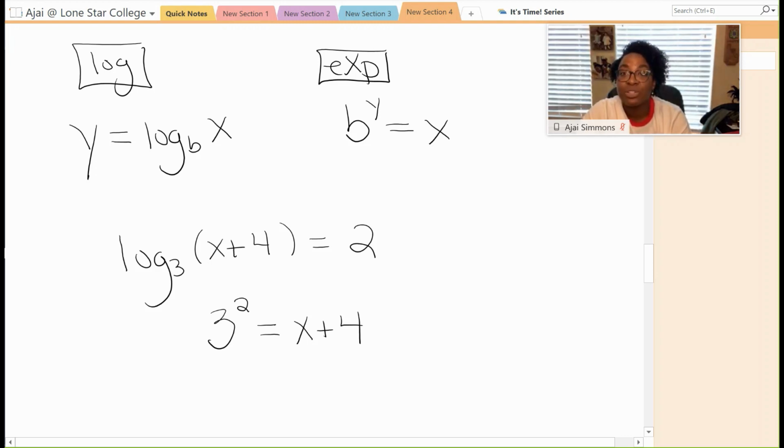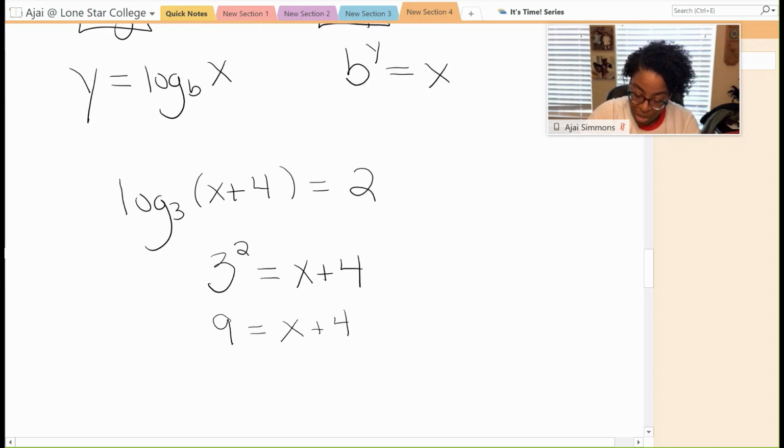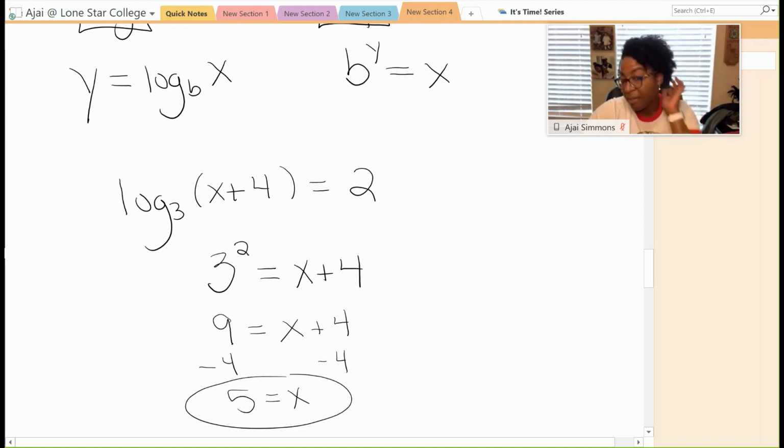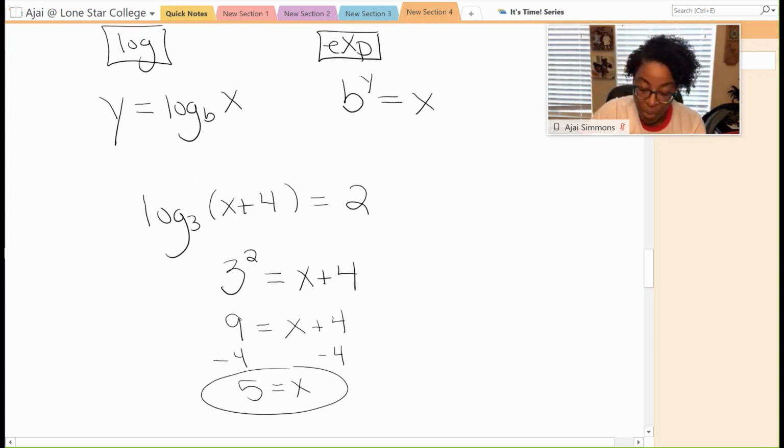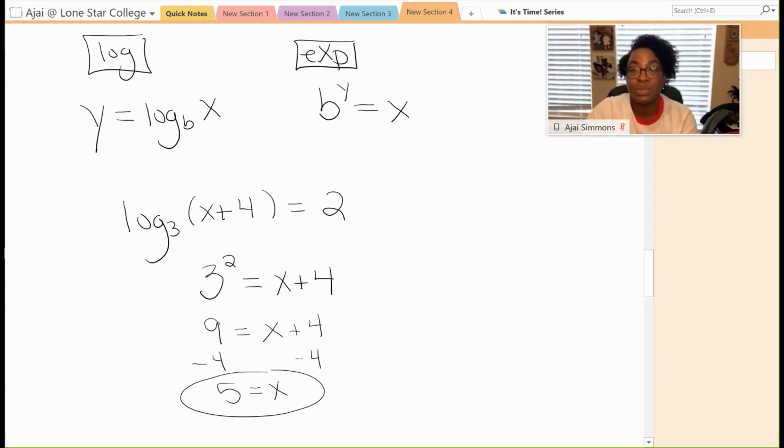Now this is turned into a problem that I can actually solve. So if I do 3 squared, that's 9. And then I move the 4 over, I get 5. I get x is equal to 5. So that's the benefit of knowing how to do log notation and exponential notation. You really need to know how to do both.